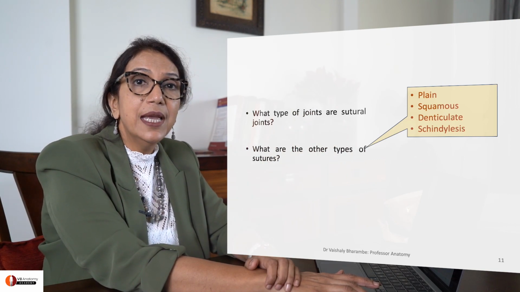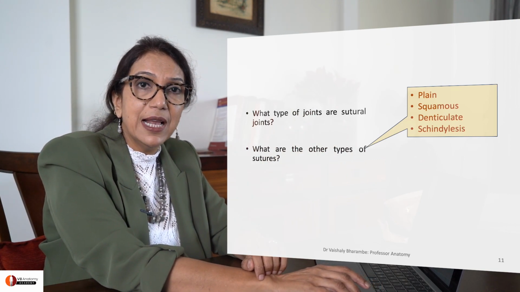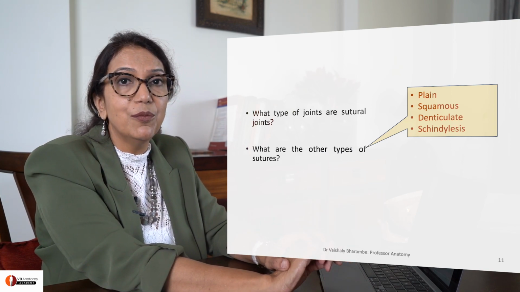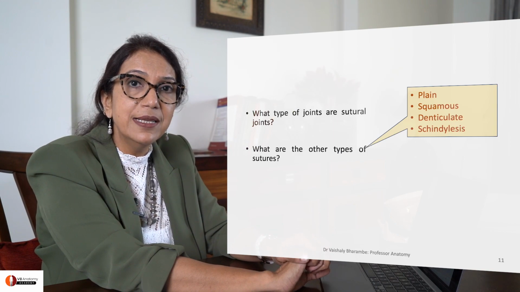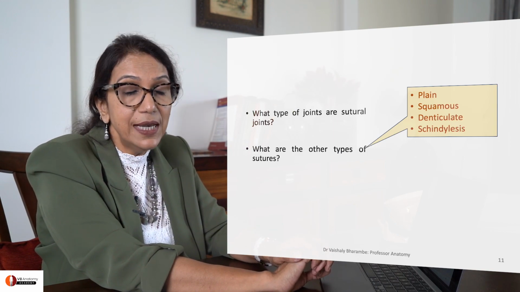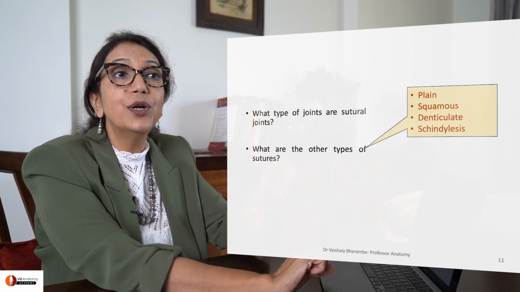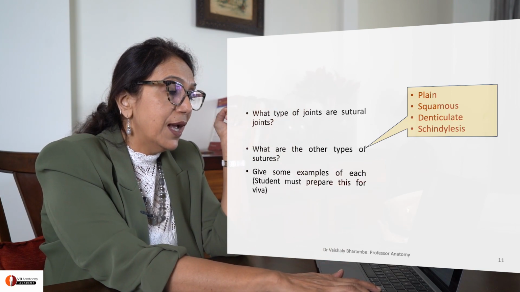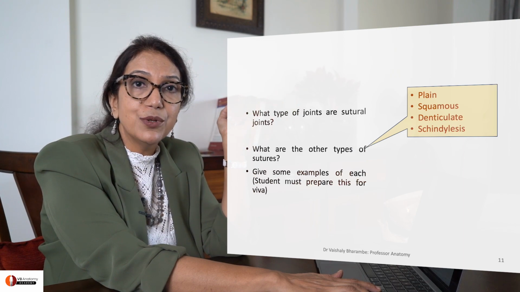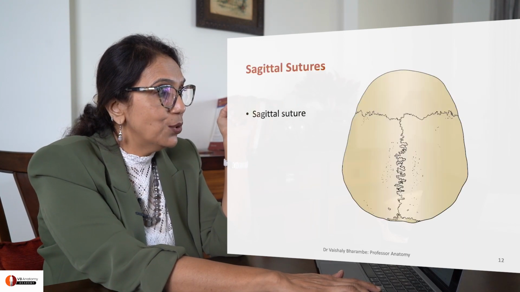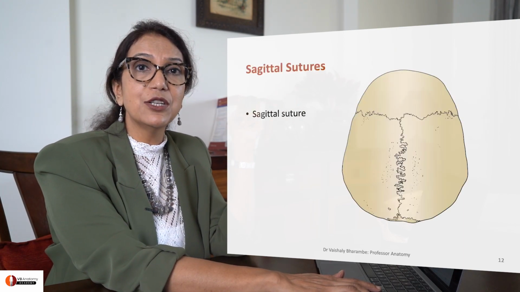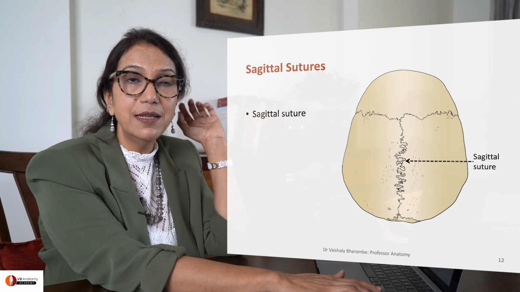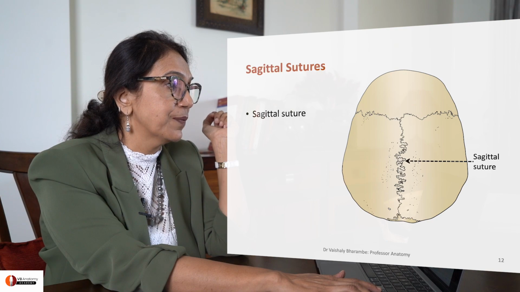Again, it's beyond the purview of this class for me to teach you these things, but my advice is to read up on them when you're studying the Norma Verticalis. In the viva, it's very likely that they will ask you about the other types of sutures. And you should of course know examples of each. Let's now go to the next suture, which is the sagittal suture. Here is the sagittal suture, which is another serrate type of suture.